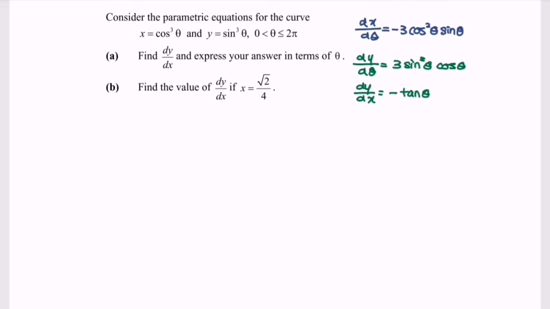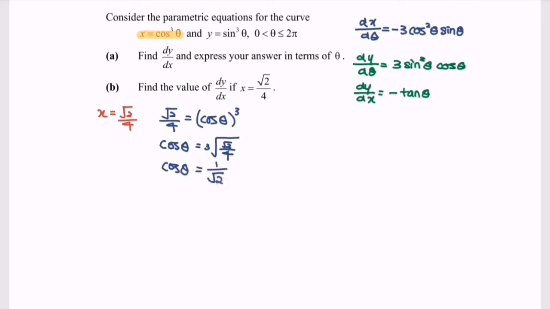Now, given x is equal to square root of 2 over 4, we need to substitute into x. So we will have square root of 2 over 4 is equal to (cos theta) cubed. Simplify and we will have cos theta is equal to the cube root of square root of 2 over 4. If we simplify, we will have cos theta is equal to 1 over square root of 2. Step number 1.